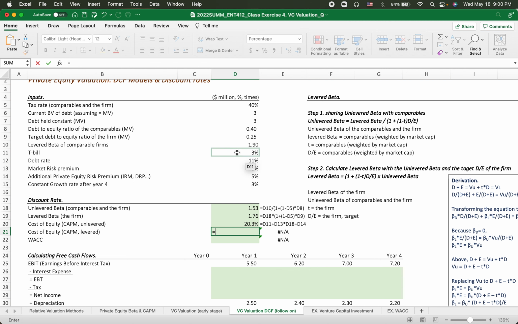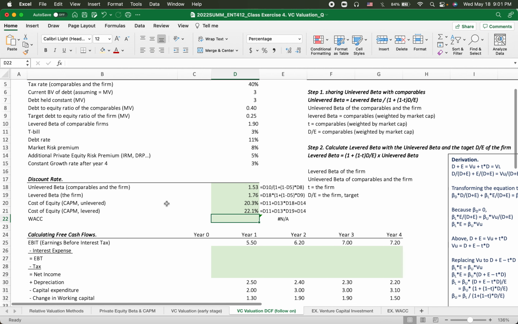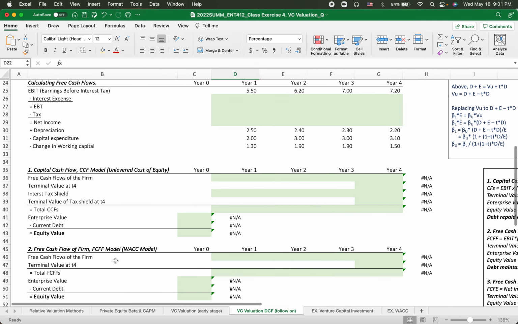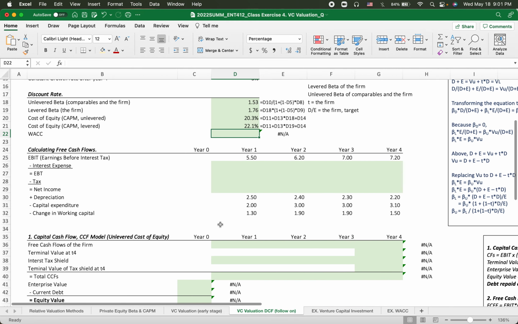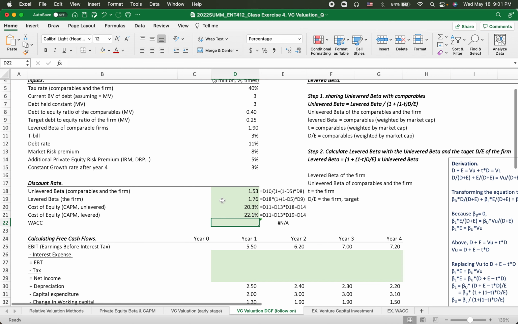One more time, 3% plus 8% market risk premium multiplied by now the levered beta of the firm, right? Then we add this additional private equity premium, 22.1%. Finally, the weighted average cost of capital that will be used in the FCFF model. So it's kind of tricky.